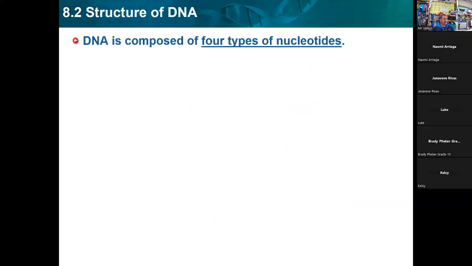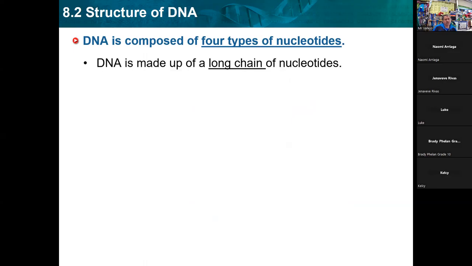All right, so what is the structure of DNA? DNA is composed of 4 different types of nucleotides. These are like the building blocks of DNA. And so DNA is a long chain, and it's made up of these building blocks, these bricks, if you will. Like if you had a brick house, each brick is making up the house. Well, each nucleotide is the basic unit that makes up the DNA.